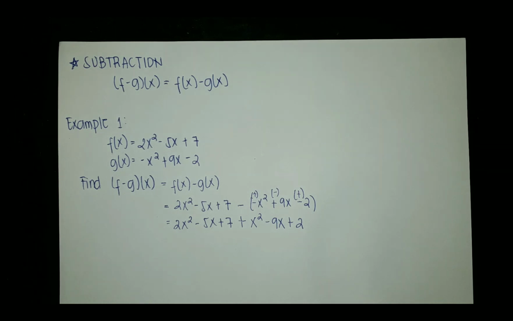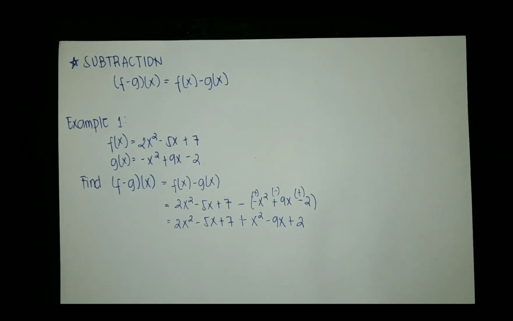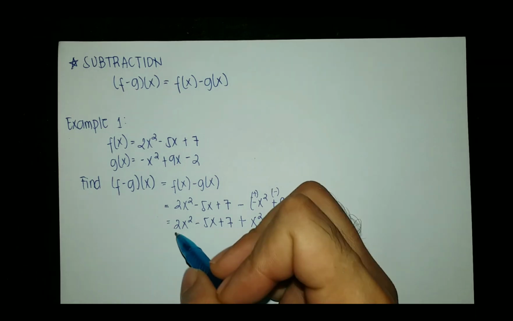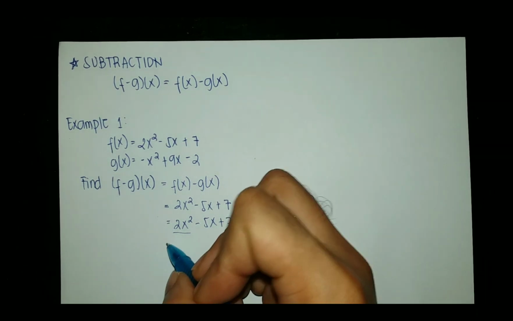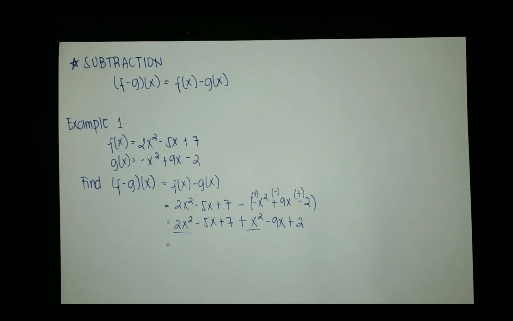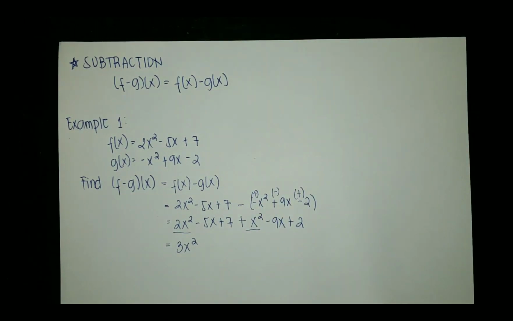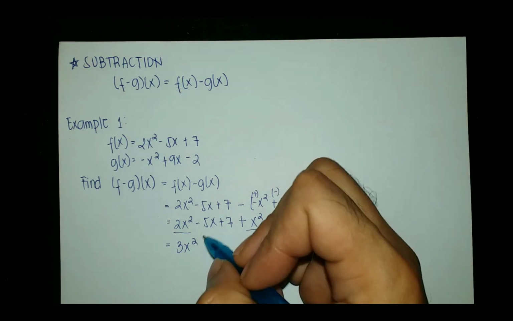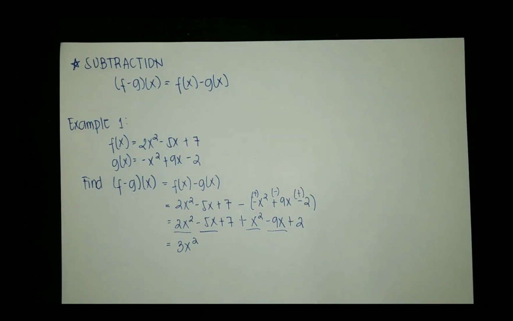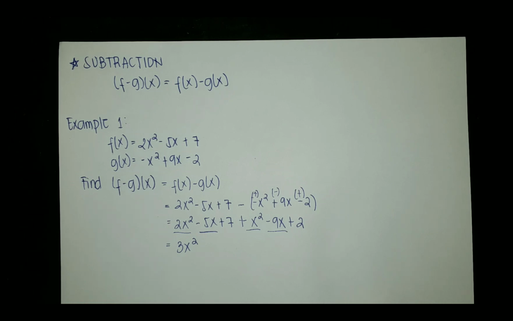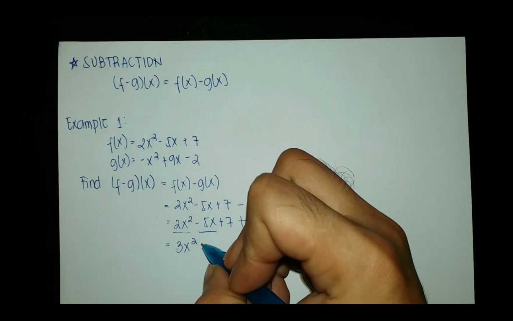Then simplify the equation further by combining the similar terms. The similar terms here are 2x squared and x squared. So 2x squared plus x squared is equal to 3x squared. Then other similar terms are negative 5x and negative 9x. So negative 5x plus negative 9x is equal to negative 14x.